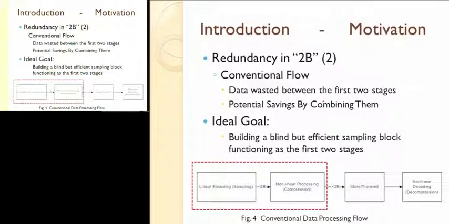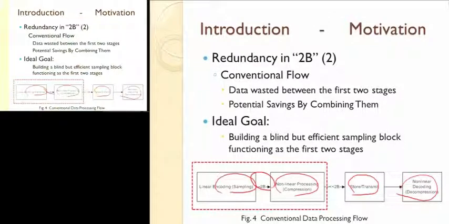And here's the conventional flow of dealing with these signals. We first sample them, and then we do some compression, which means we're throwing a lot of data away. Then we store and transmit, and then we decode it back whenever we want to use it. So the key problem is that we have to sample so fast here that we are potentially wasting a lot of power and also a lot of data.